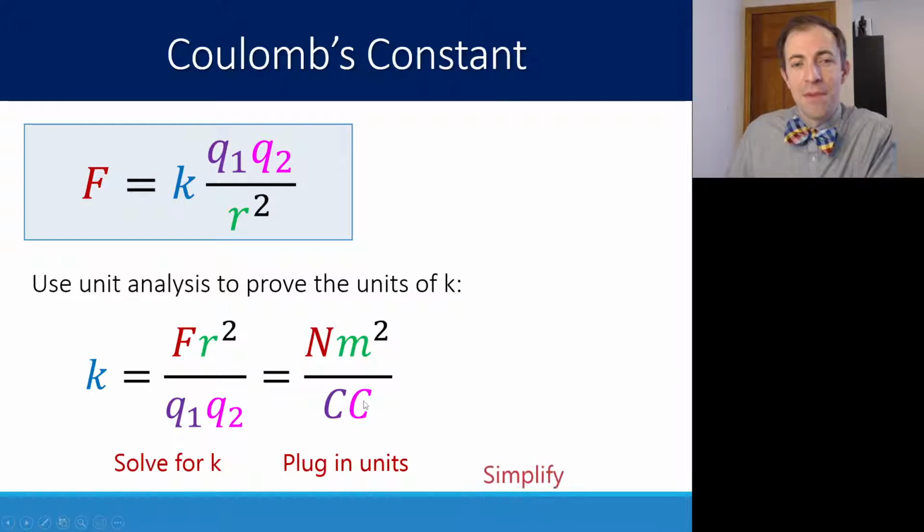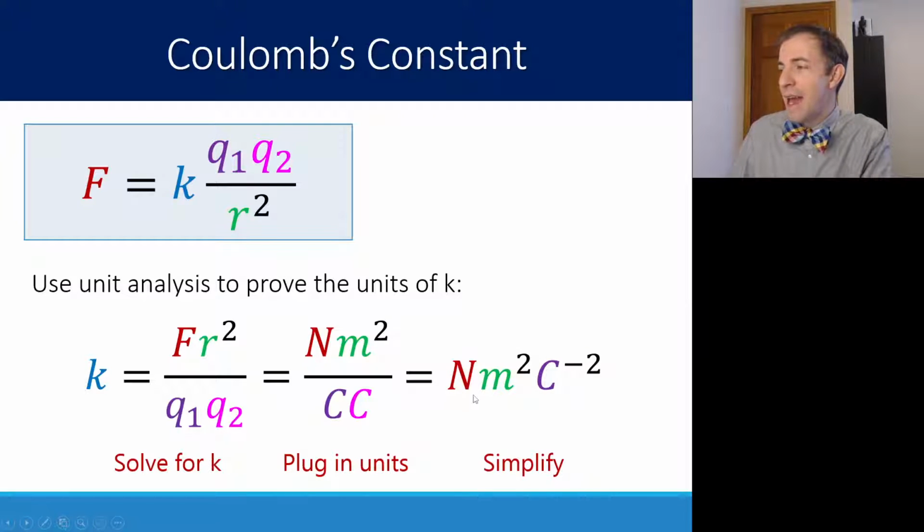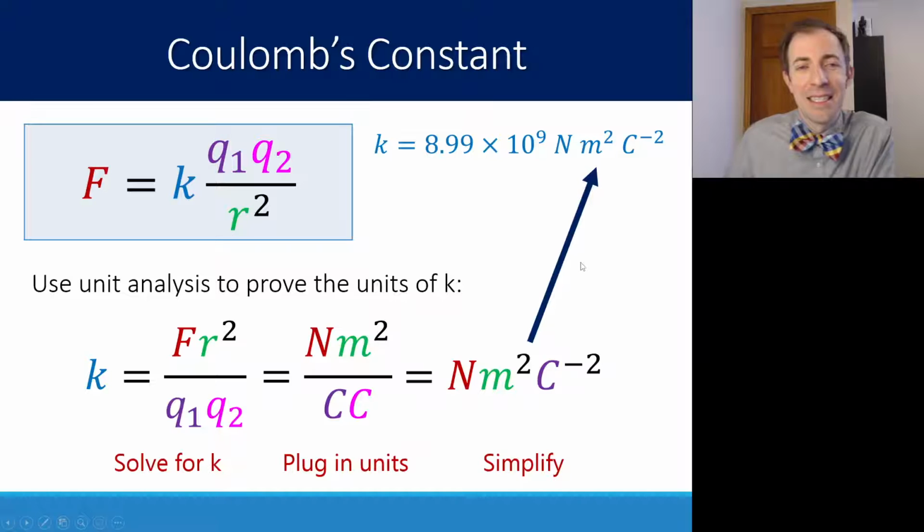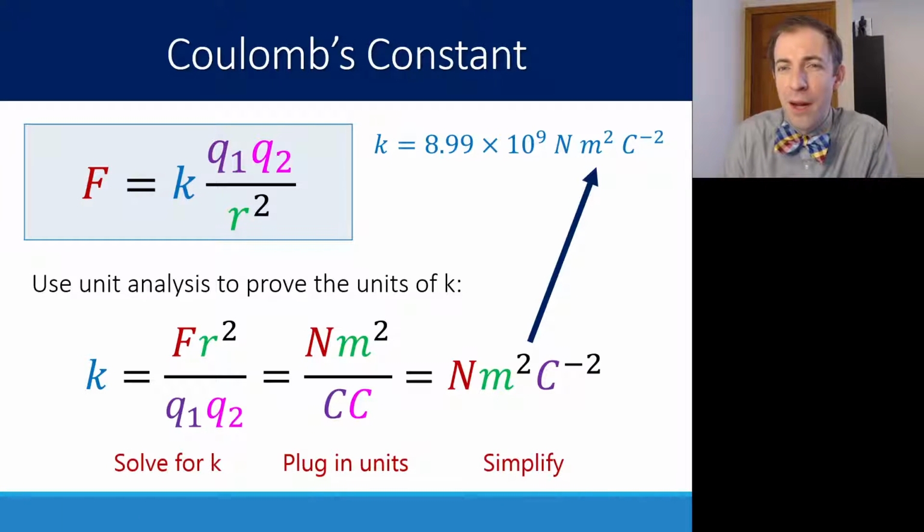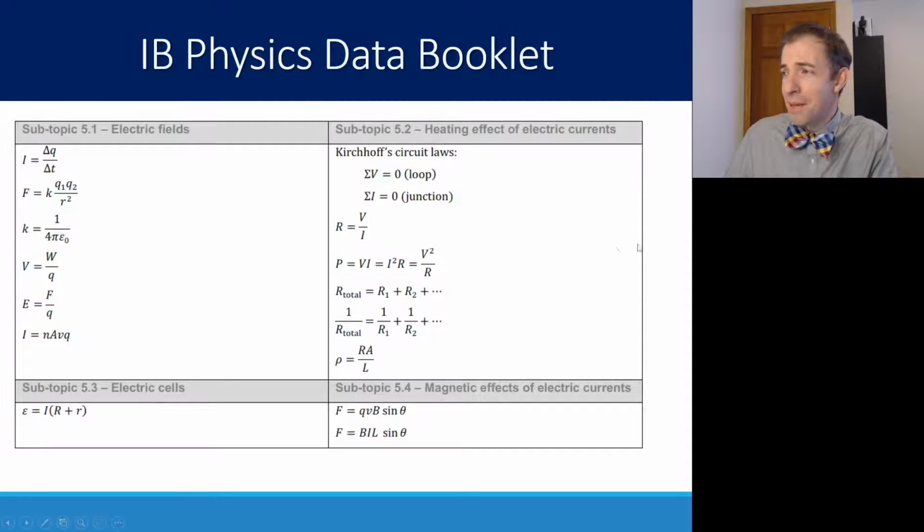And then we can simplify a little bit. These coulombs can be combined into coulomb squared. And since they're on the bottom, we can give it a negative exponent. So we can say N m squared C to the minus 2. This is our weird, crazy unit for Coulomb's constant. Coulomb's constant is 8.99 times 10 to the ninth newton meter squared per coulomb squared. This will be given to you in your data booklet, and we can see that showing up here.